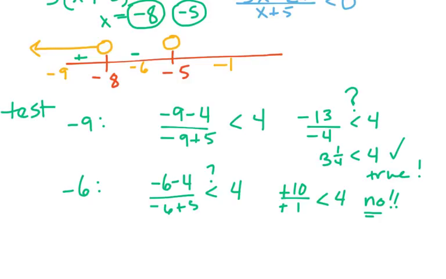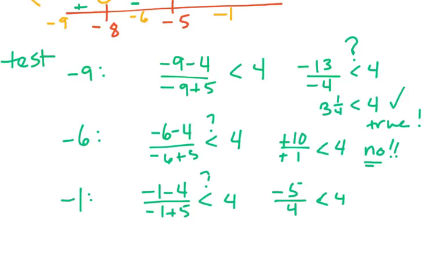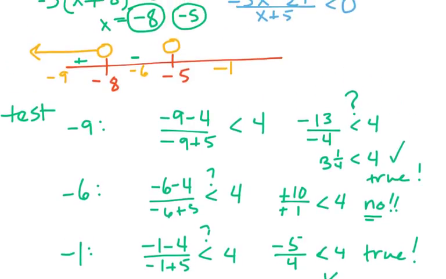Okay, so then the last one I'm going to test is negative 1. I have negative 5/4 is less than 4. Well, any negative is going to be less than a positive, so this is true, and this checks. I'm going to go up here and write a little positive in this interval, and I could also draw a line that shows that any value greater than negative 5 makes this true.